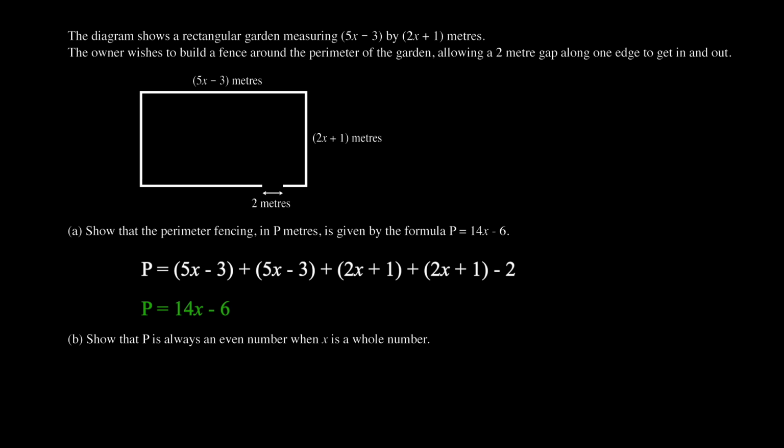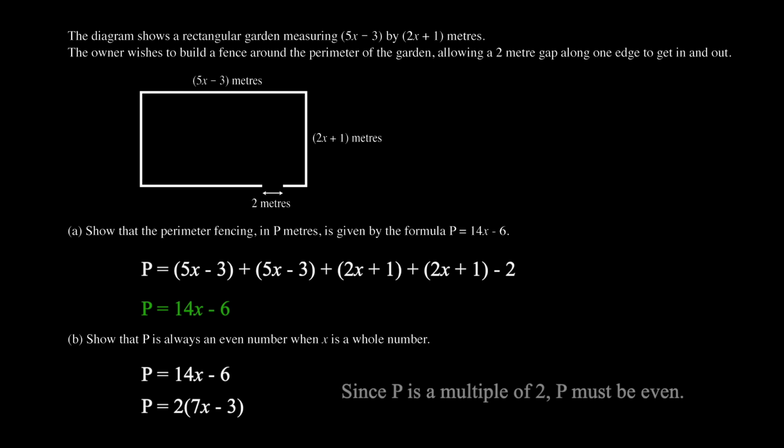Now we need to show that p is even. Well, we can do this by writing p as 2 multiplied by something. We can see that both terms, 14x and 6, are divisible by 2. So we can easily write p as 2(7x - 3), which is 2 multiplied by 7x - 3. And I'm just going to write in words that p is a multiple of 2, therefore p must be even.